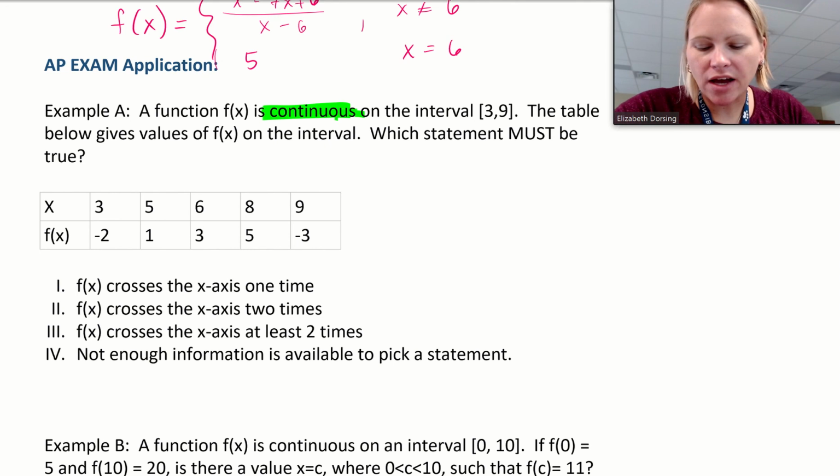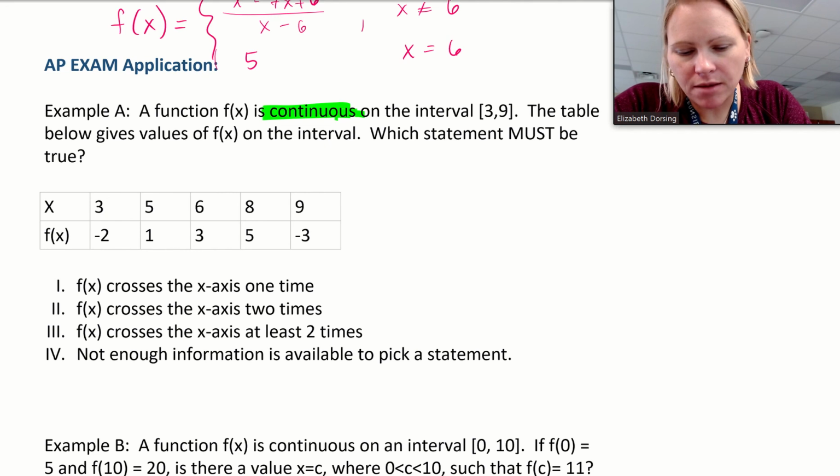The table below gives values of f of x on the interval. Which statement must be true? Okay, so let's figure it out. F of x crosses the x-axis one time. So let's take a look at what's happening here.